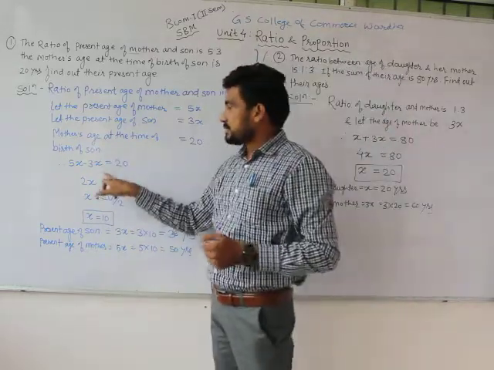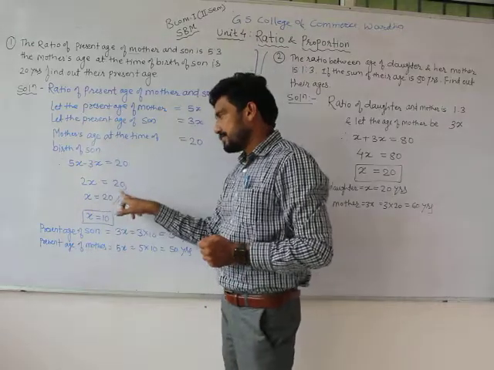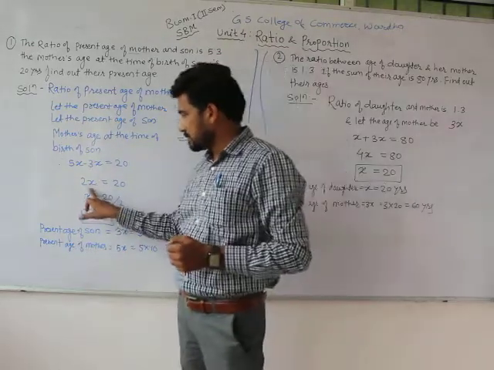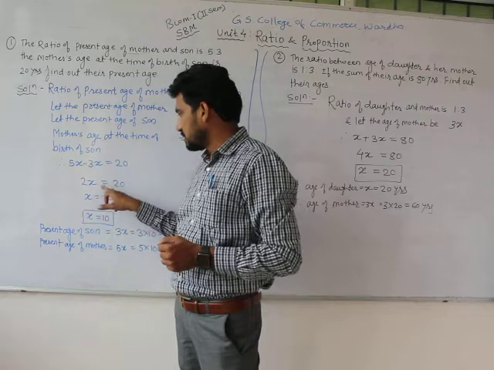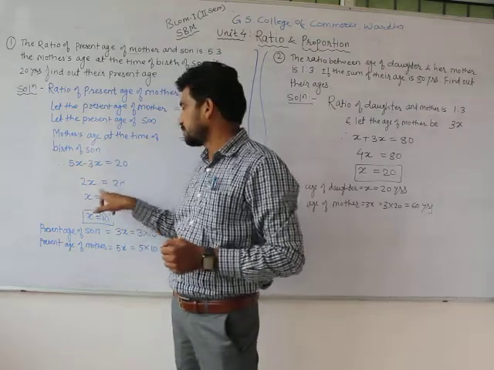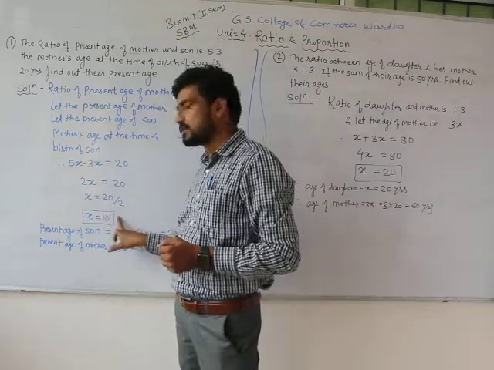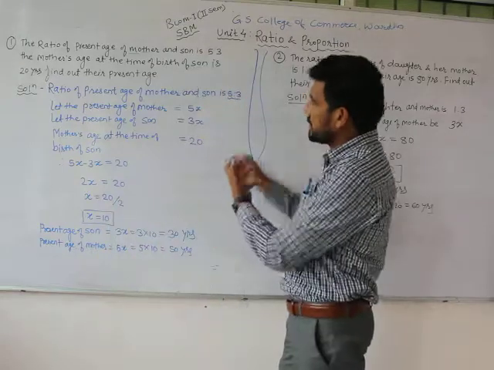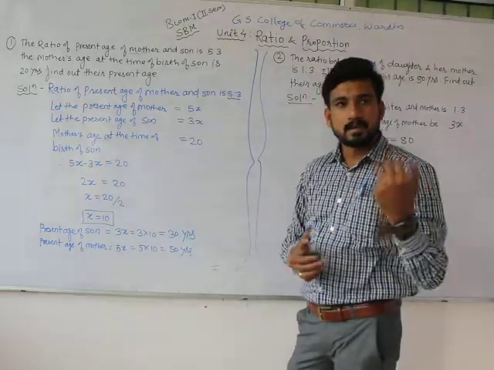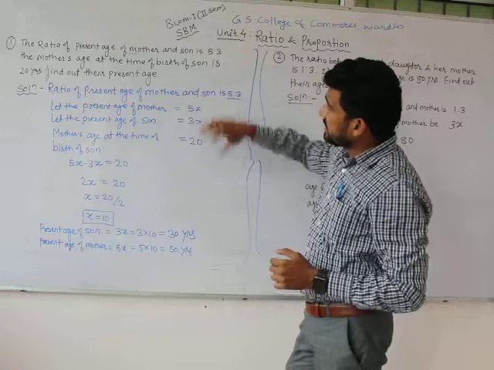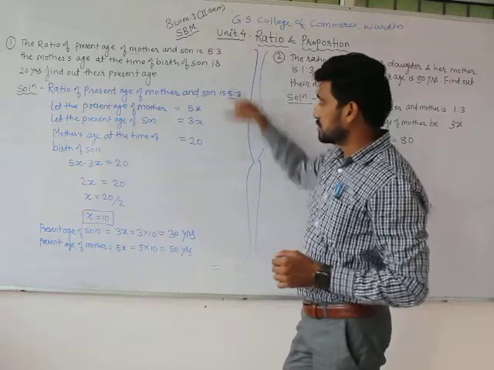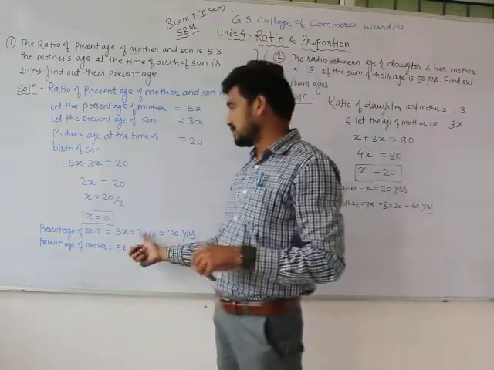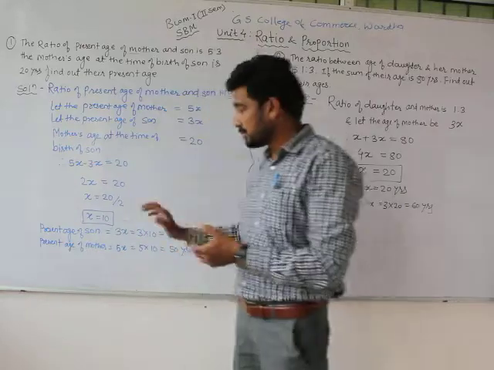So 5x minus 3x equals 2x, 2x equals 20. x will remain on this side, and 20 will get divided by 2, so 20 divided by 2, so x equals 10. Now we have the supposed value x equals 10. Now we had the ratio 5x, 3x. So now we will put that value of x in that particular proportion.